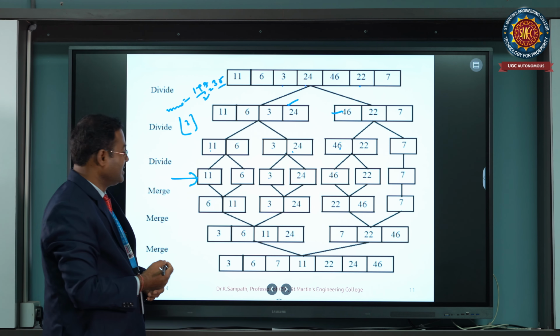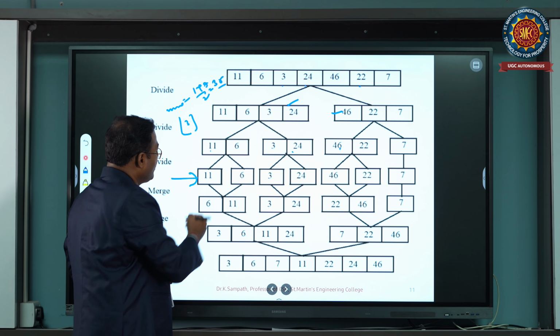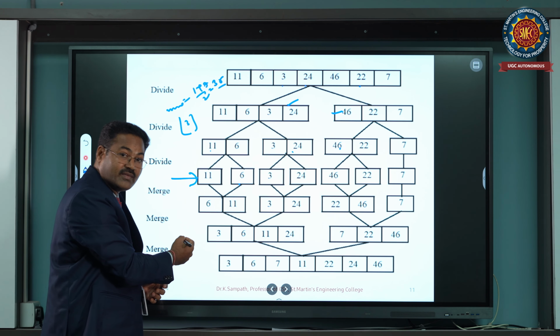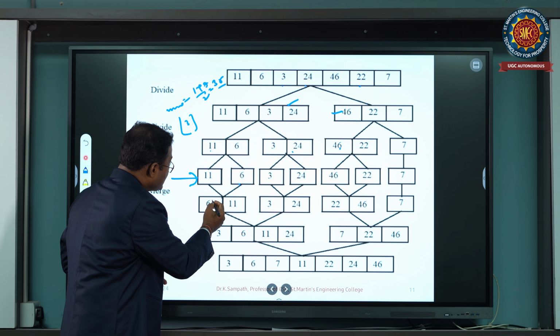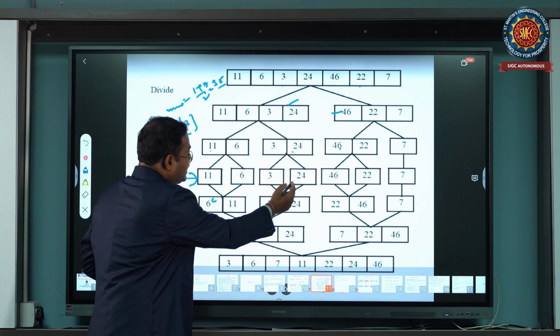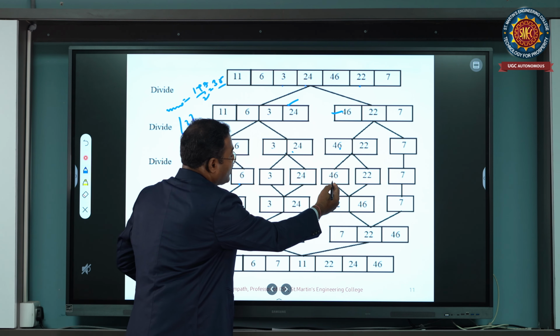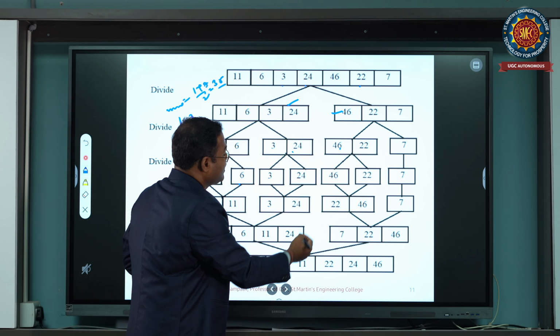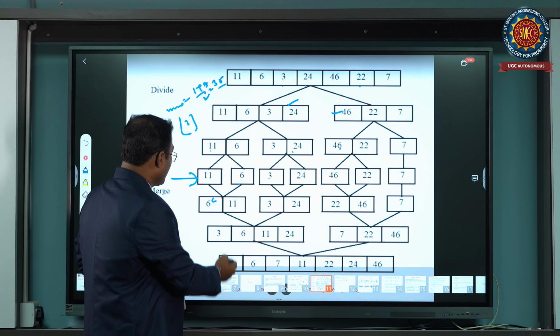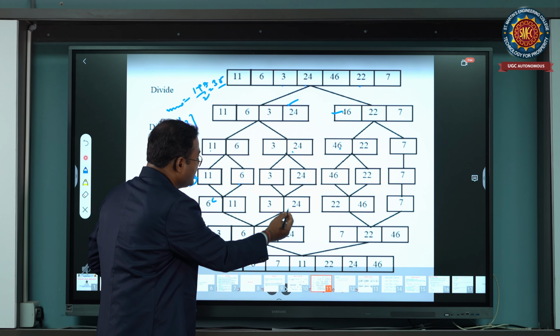Then I have to merge. For these individuals, how do I have to merge? Compare the first element to the second element, and whichever is the smaller one, you add it first. 6 is the smaller one between 11 and 6. For 3 and 24, 3 is the smaller one. For 46 and 22, 22 is the smaller one, then I add 46 in the merge. Then 7 is the single element. I get 6, 11, 3 and 24.